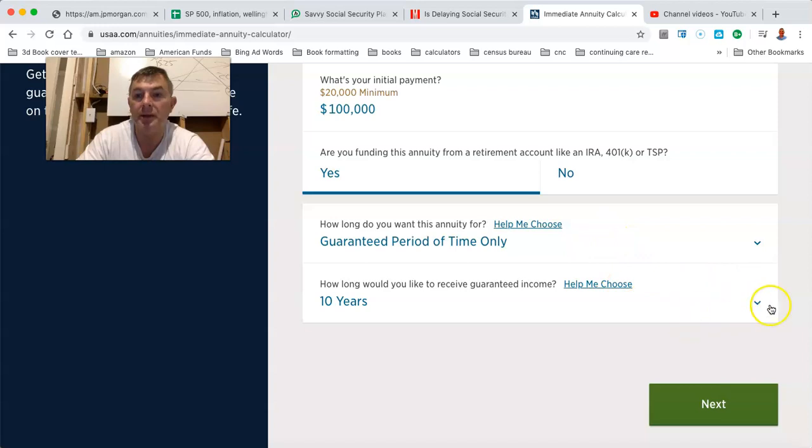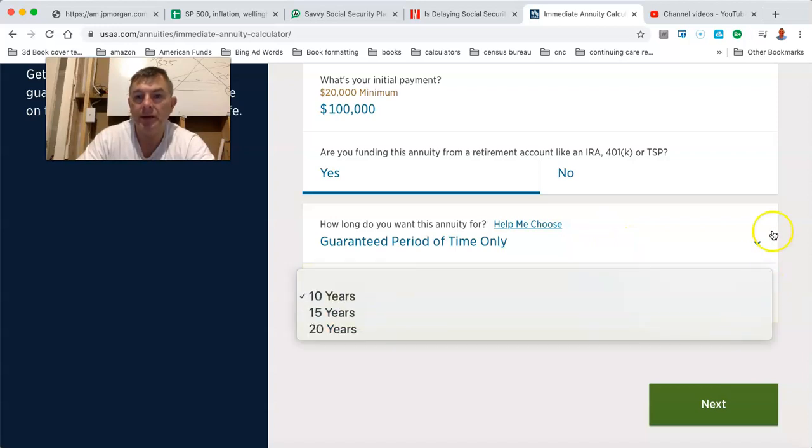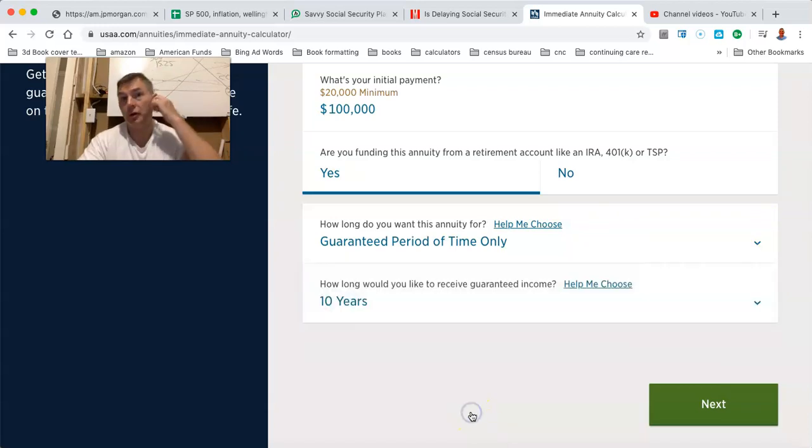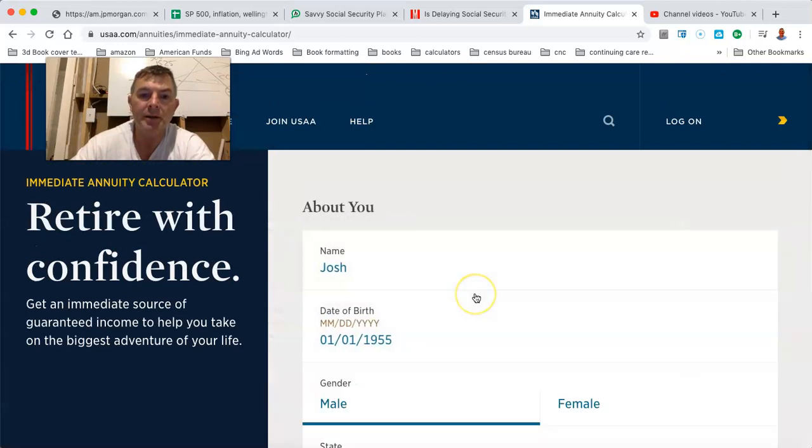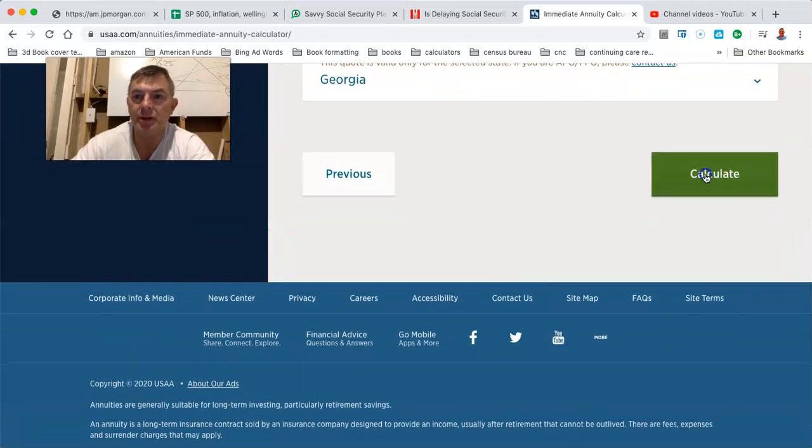A lot of people say, actually, let's do this. We'll do it for 10 years. They'll say they'll do it as a bridge until Social Security kicks in. I completely disagree with this strategy, but let's see.